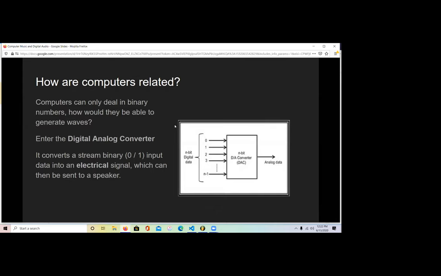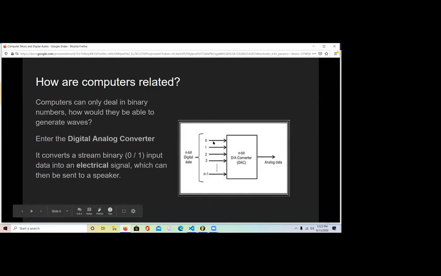So very smart people came up with these components called digital analog converters and analog digital converters. What they do is take information in the form of an electrical signal, like on a wire, and convert it into digital zero and one information for the computer to understand, and also vice versa.